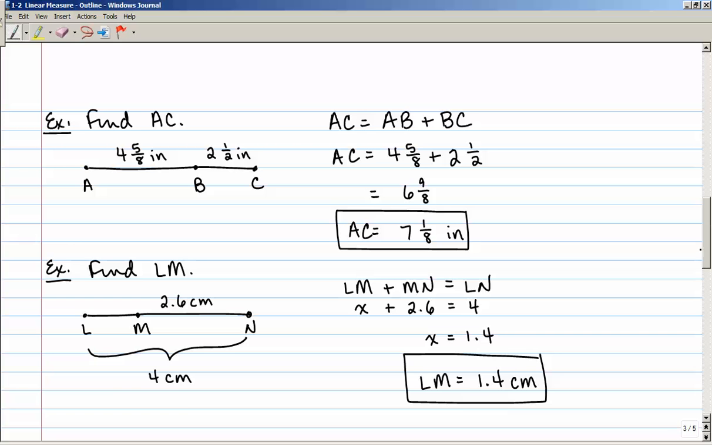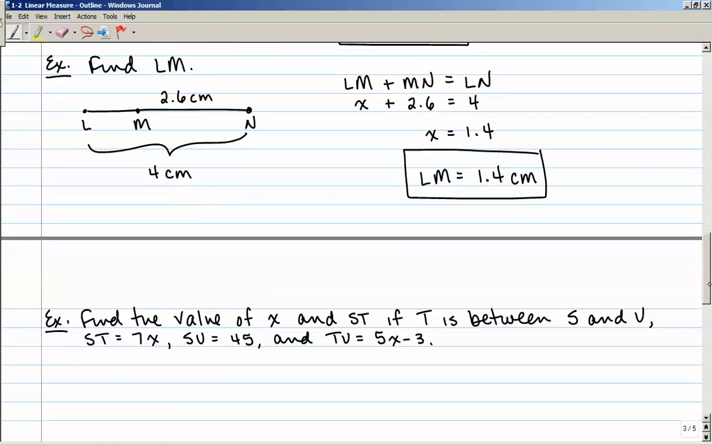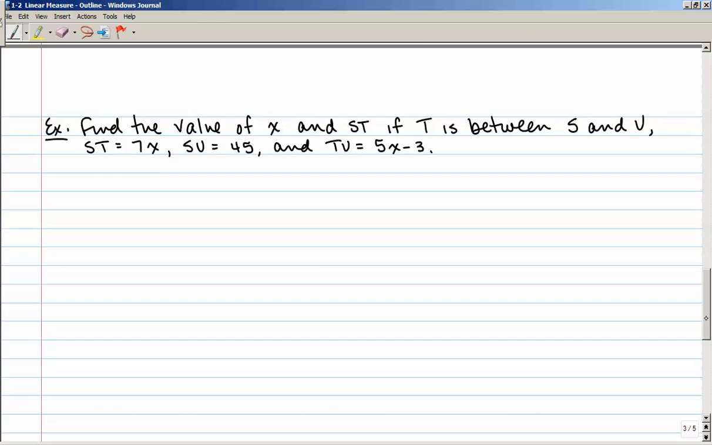Okay. Here's another example. It says find the value of x and ST if T is between S and U, and ST equals 7x, SU equals 45, and TU equals 5x minus 3. Very important thing to do in geometry is draw a picture.